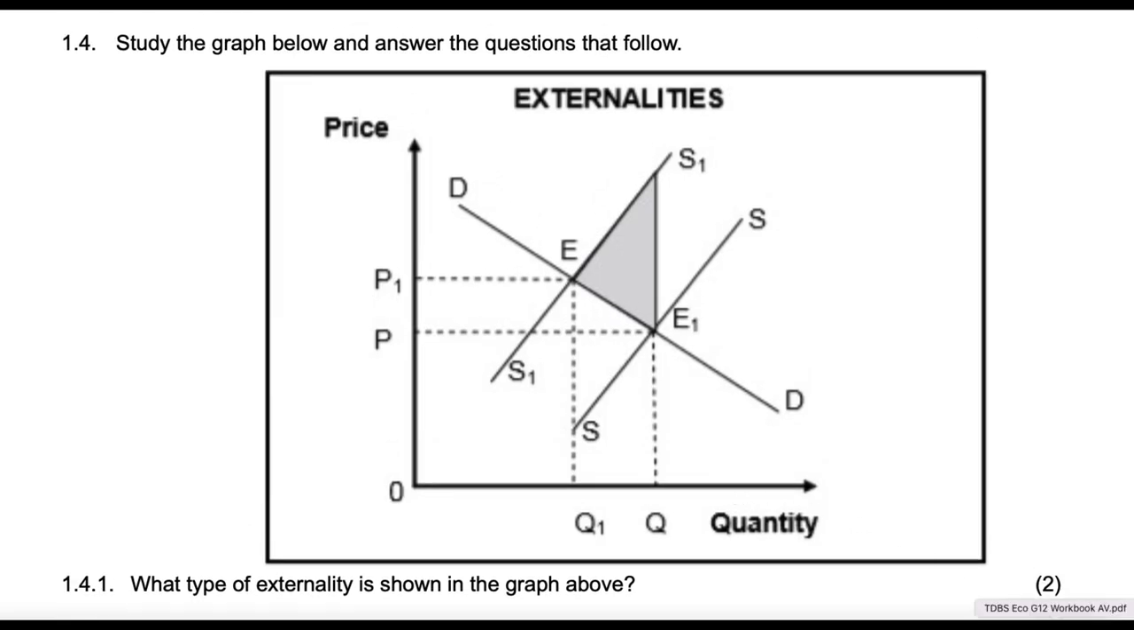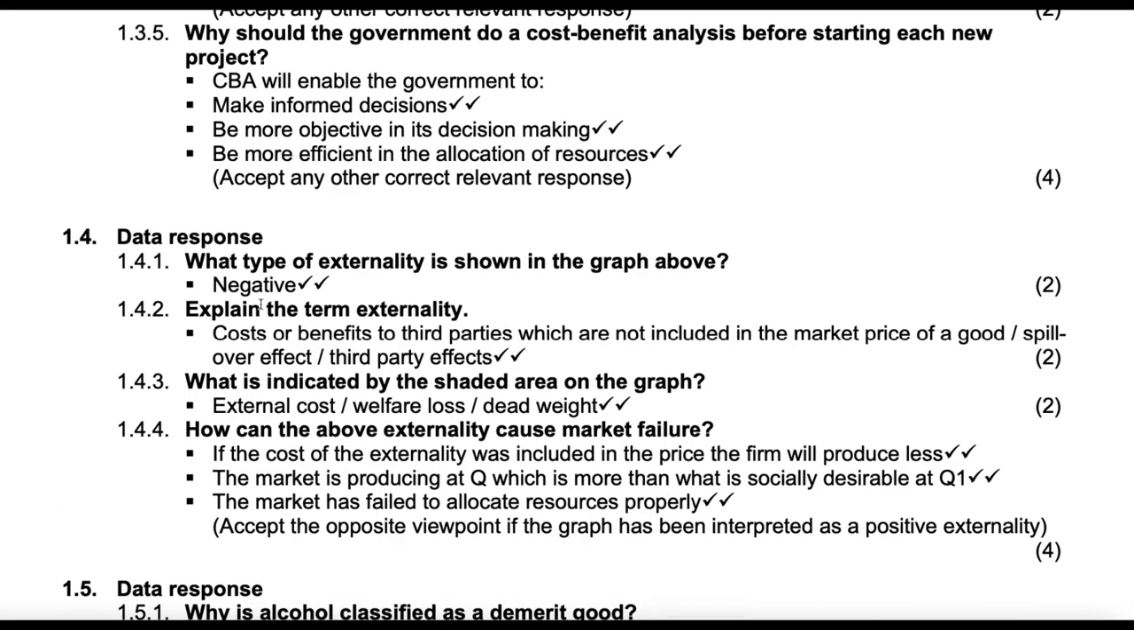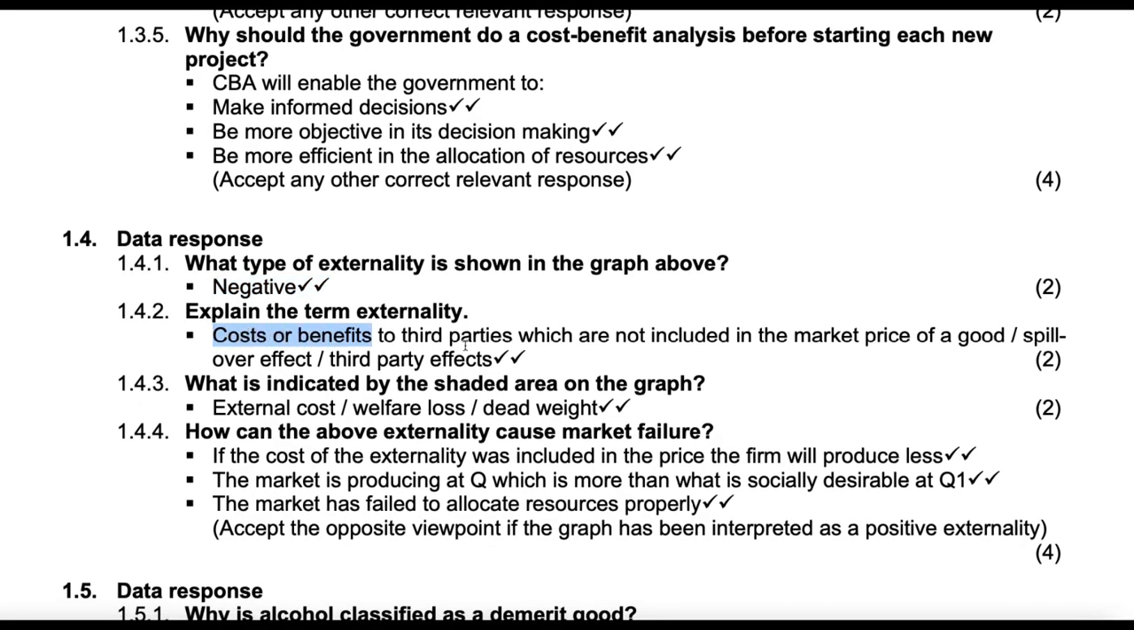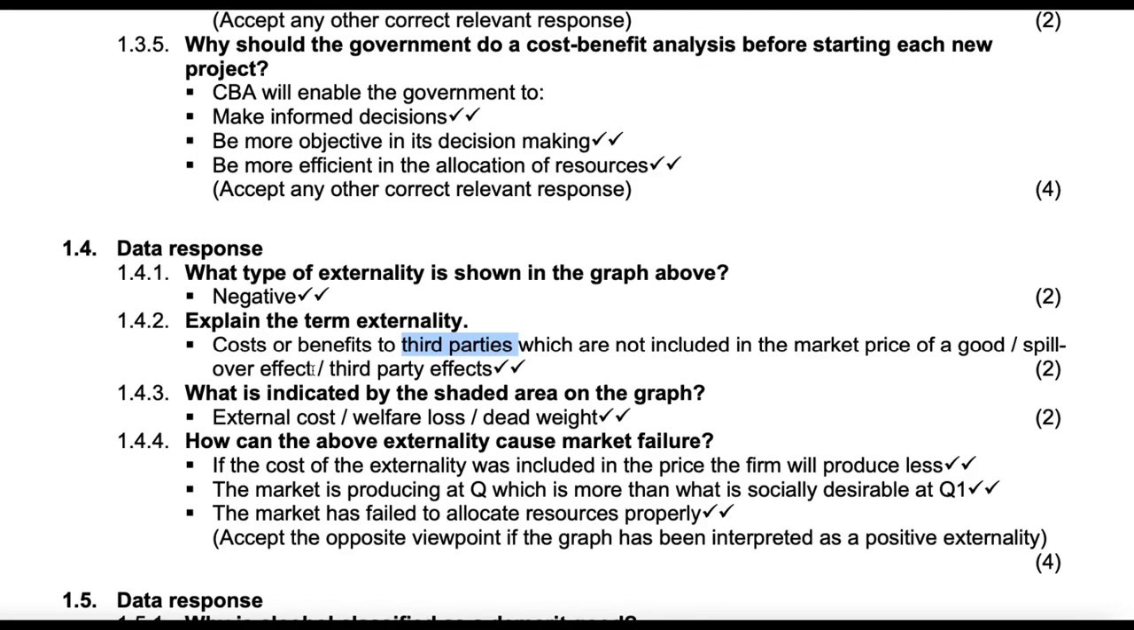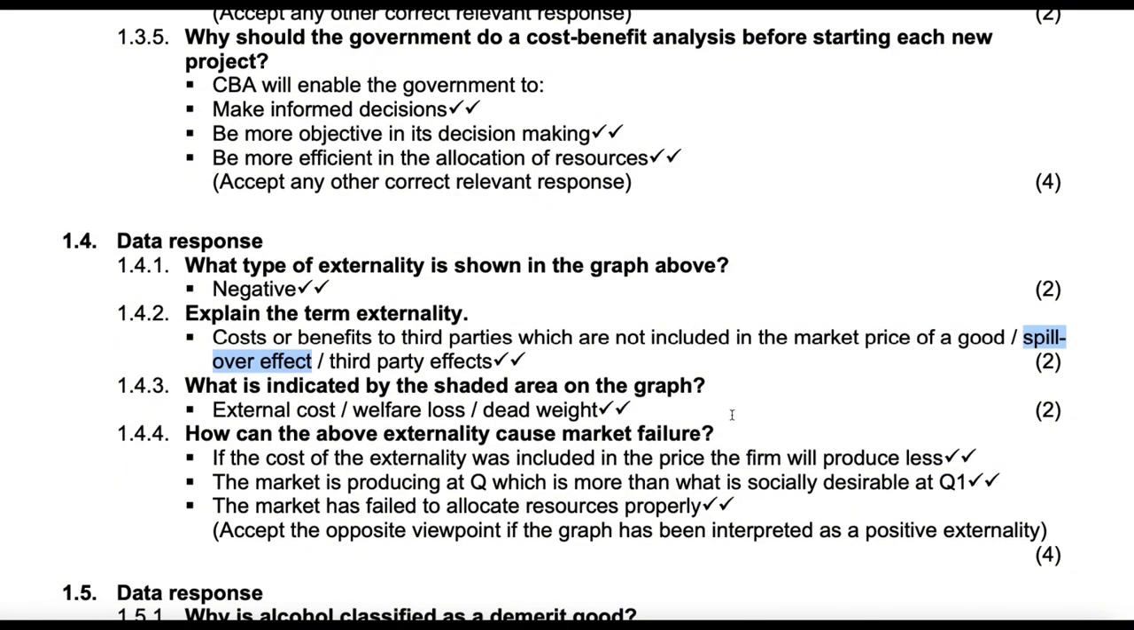Let's look at our answers. Right, number one, what type of externality is shown? Yes, we said it's negative. Well, it didn't want you to motivate your answer, but yes, I did. Then explain the term externality. Well, these are costs or benefits. This is important. To third parties, this is also important, which are not included in the market price. Yes, this is the other term for it. Spillover effects or third-party effects. I said neighborhood effects.